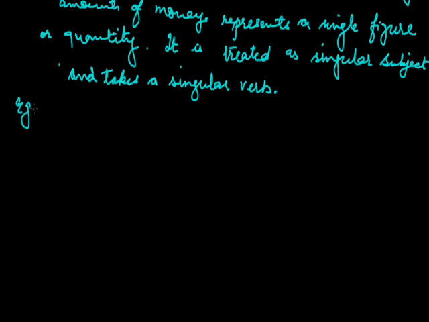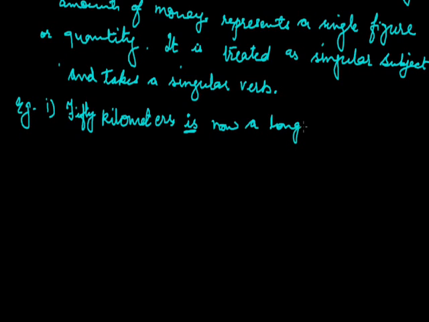Okay, example. First of all, I'll take distance. 50 kilometers is okay. So this is distance, 50 kilometers. That's why singular verb will come here. Is not a long distance now. Not a long distance.